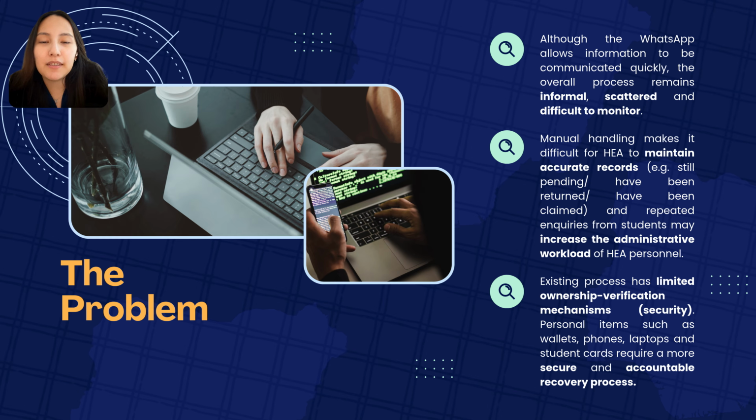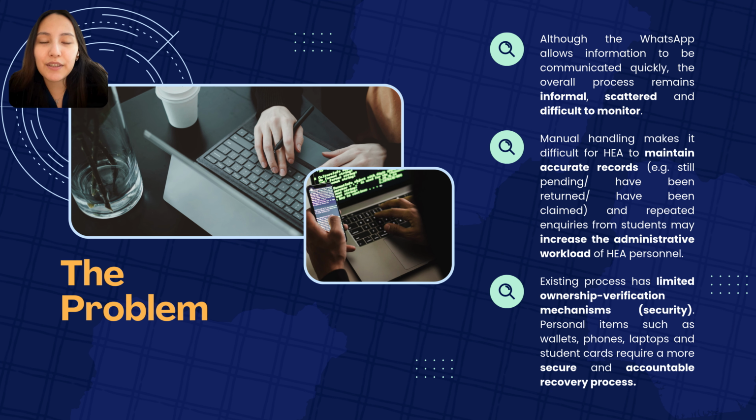The second issue is manual tracking. Without a proper digital record, it can be difficult for HEA to monitor which items are still pending, which items have already been claimed, and which items have been returned to the owner. This may also increase repeated inquiries from students who keep asking for updates.